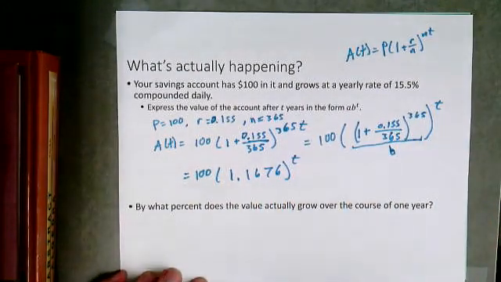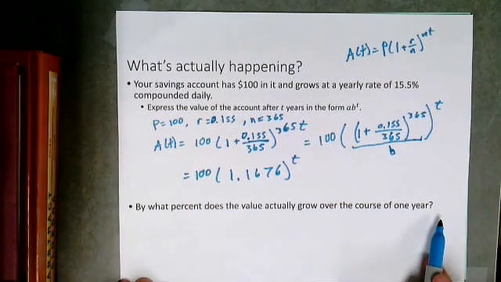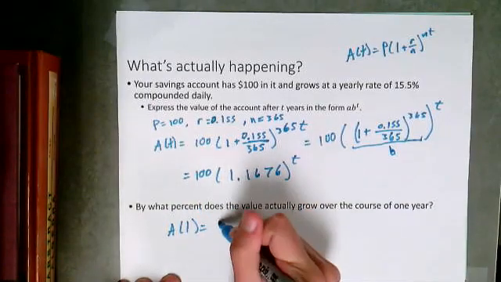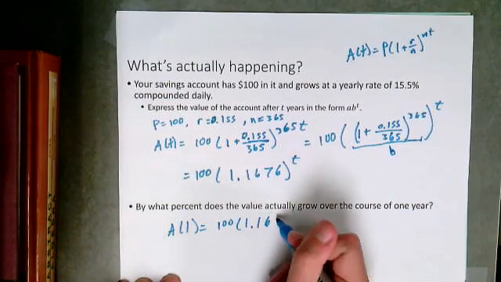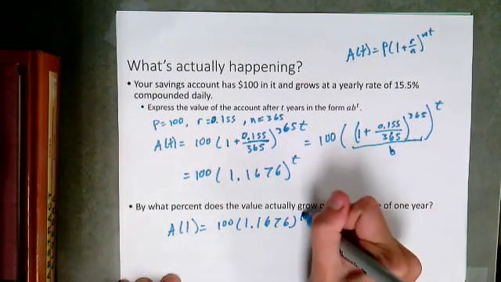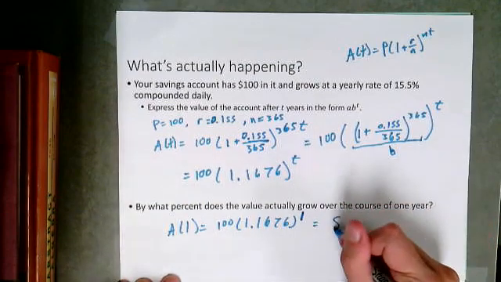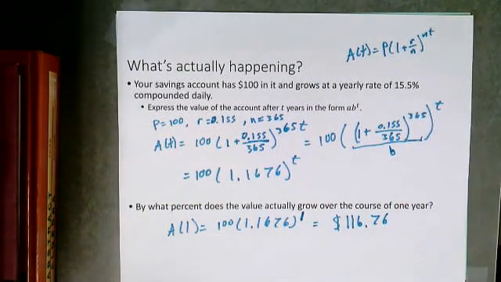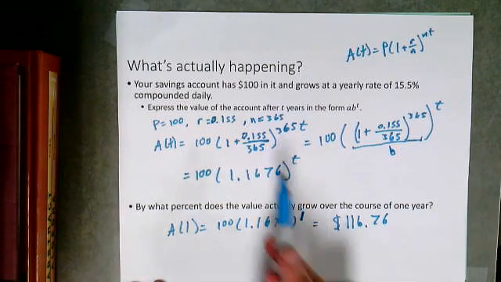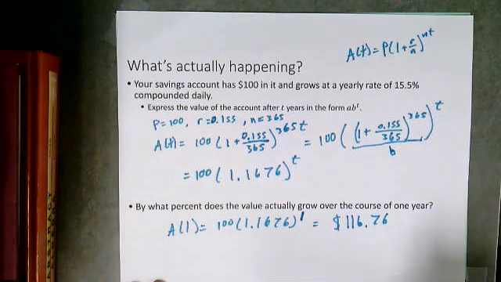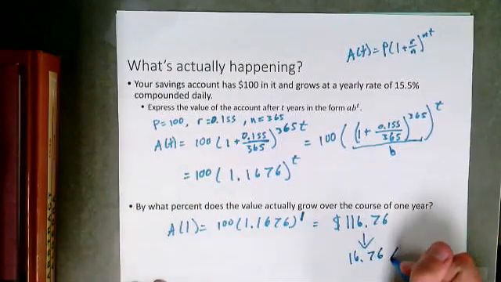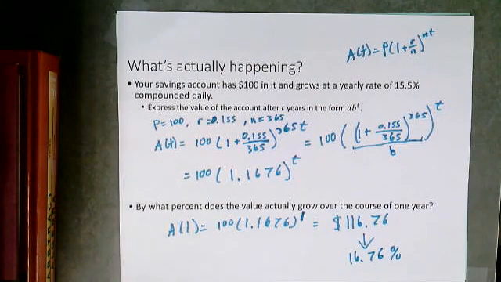And so by what percentage does the value actually grow over the course of 1 year? Well, that's when we look at A of 1, and we're going to use this formula. So it's going to be 100 times 1.1676 to the 1, not to the t, to the 1. That's going to give us $116.76. So it's asking for a percent. How much of a percent increase is it from 100 to 116.76? And that is a 16.76% growth over the course of 1 year.